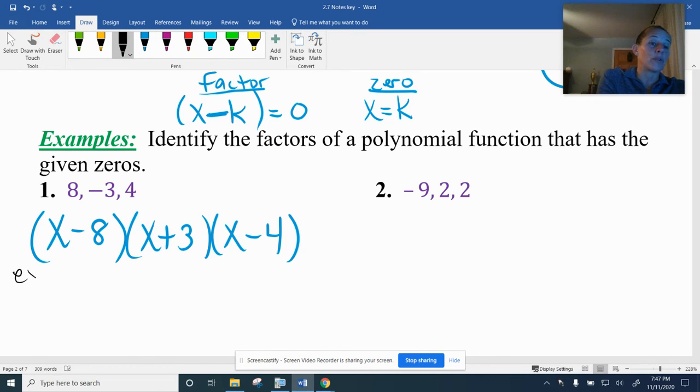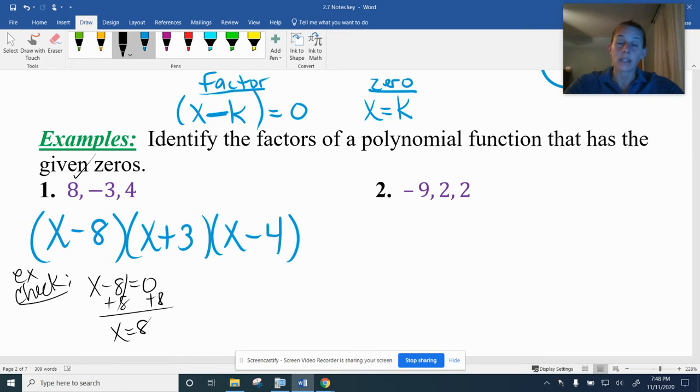So for example, to check one of these, to explain why that works, let's say you had the x minus 8 equals 0, and you were going to solve it. You would get x equals 8, which is what we were given, right? So we're just going backwards. So if you remember when we factored and then we solved the factors to find our zeros, we're now given the zeros and we're going backwards and rewriting them as factors.